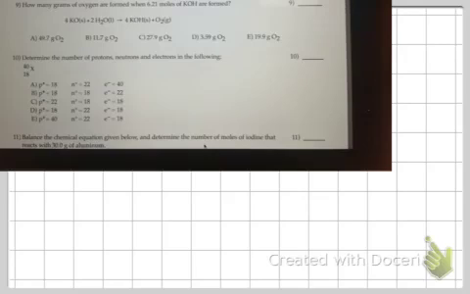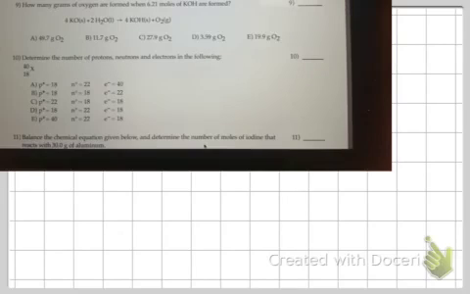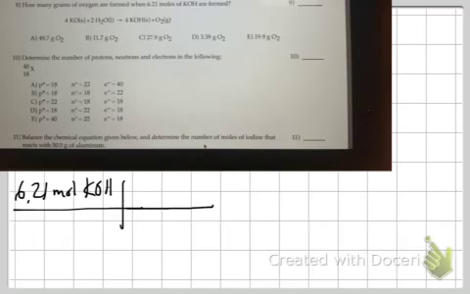So how many, wait, did I miss one? No, 8, okay. 9, how many grams of oxygen are formed with that? So 6.21 moles, so how many grams of oxygen? So 6.21 mole KOH. And then how many grams?